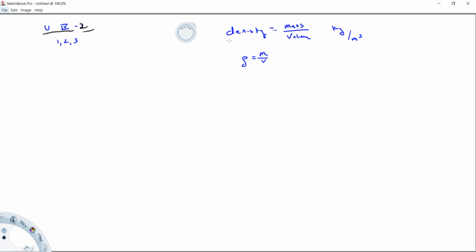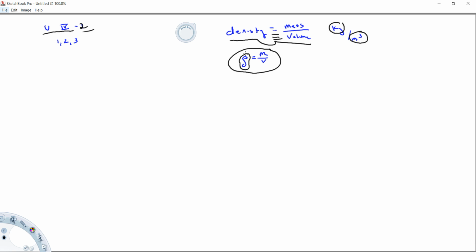Here's how density is defined. It is defined as mass per unit volume, with units of kilograms per cubic meter in the standard SI units. Equation-wise, you'll see it written like this quite a bit. And this is the Greek letter rho, a very common variable to represent density. So these problems are basically about density calculations.